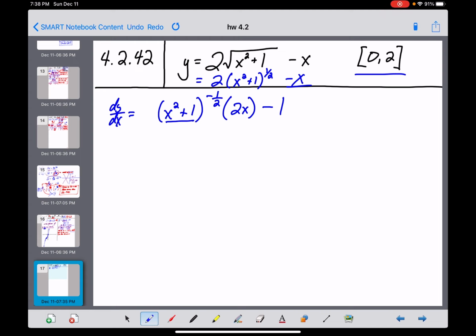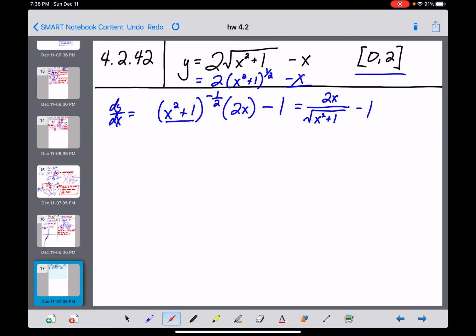And if I have to actually do any work with this, like find out where it's equal to 0 or undefined, it would probably benefit us to rewrite that first term right there as a 2x on top all over the square root of x squared plus 1. Now there's still a minus 1 at the end of all that.